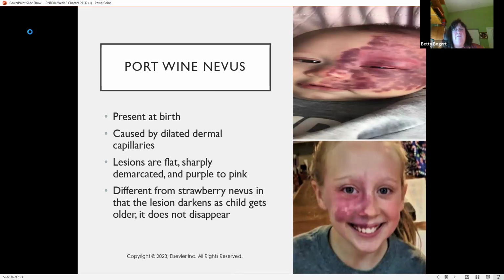Port wine nevus is present at birth, and it's dilated dermal capillaries, meaning blood vessel type things. And it is purple to pink. And these lesions get darker as they get older and they don't disappear. So it's something that will be there.